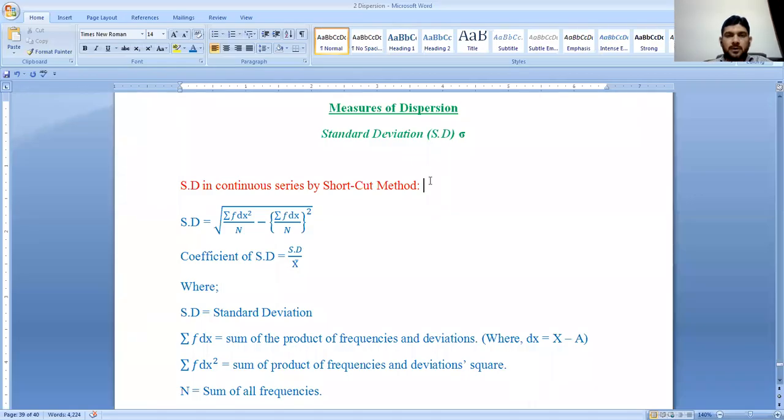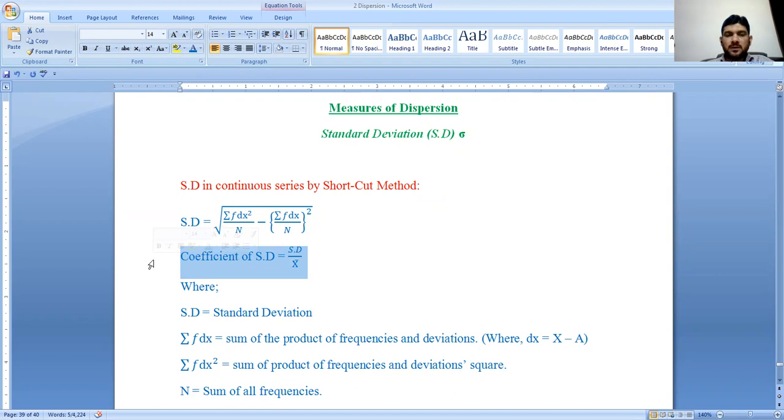Hello everyone, today we are going to solve a standard deviation in continuous series by shortcut method. Formula for standard deviation in continuous series by shortcut method is under root sigma f dx square upon n minus (sigma f dx upon n) whole square. Also we have to find out coefficient of SD.